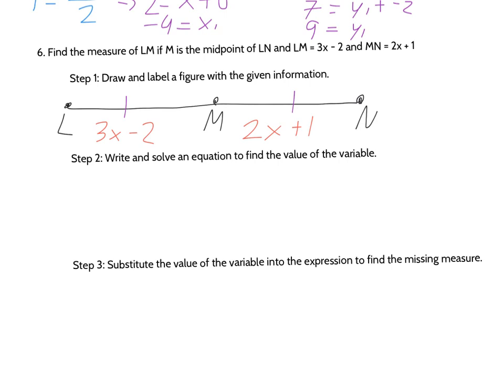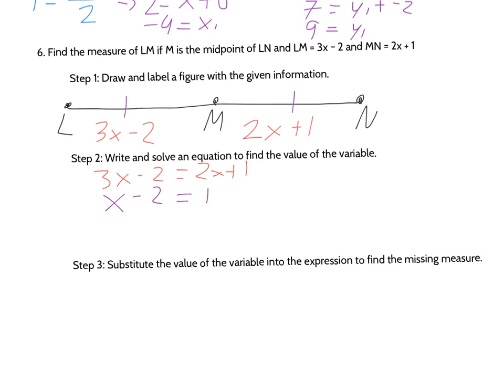So we're going to write and solve an equation to find the value of the given variable. Well, since they are congruent with each other, we can set these two expressions equal to each other. So 3x minus 2 is equal to 2x plus 1. Let's combine our x's first by subtracting 2x from both sides. That'll give us x minus 2 is equal to 1.